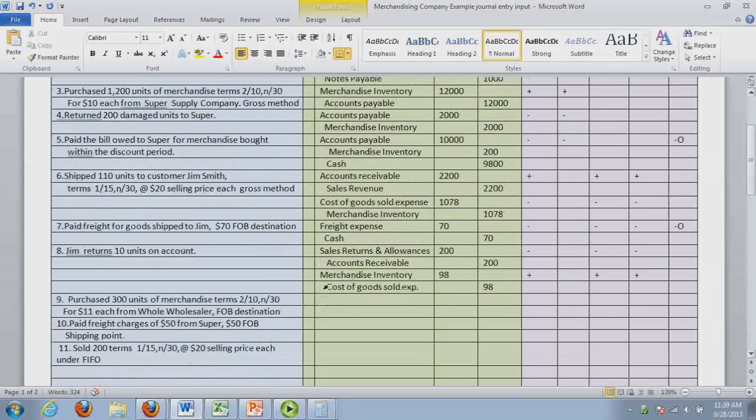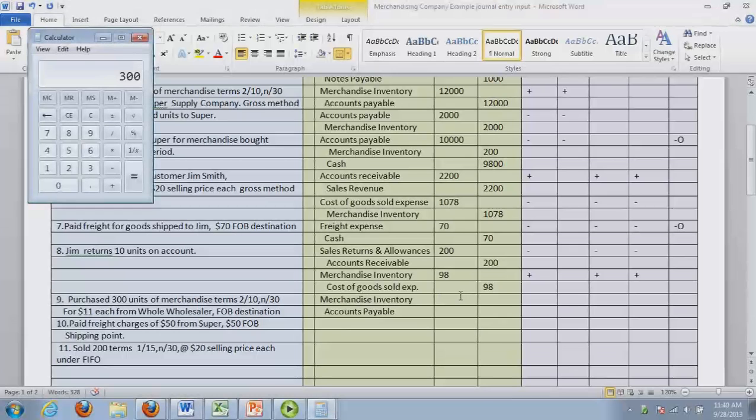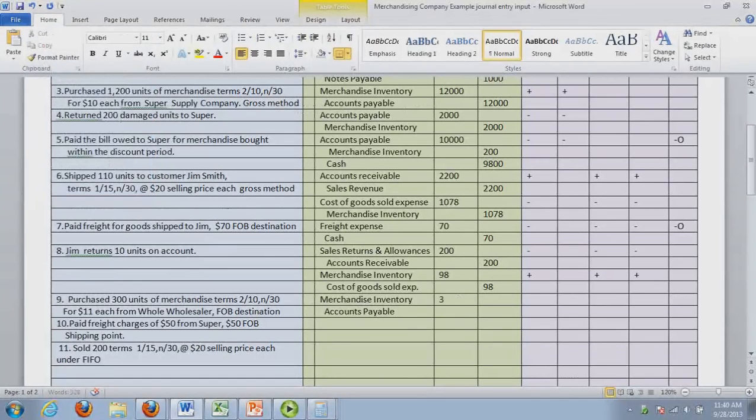If you remember before, when we purchase goods with terms, it's merchandise inventory and accounts payable. That's not going to change. We could do the calculations. This time we're buying 300 units of the same goods, but with the new supplier, they're charging us a different price. So here's $11 a piece. So it looks like $3,300. So we'll put that in.